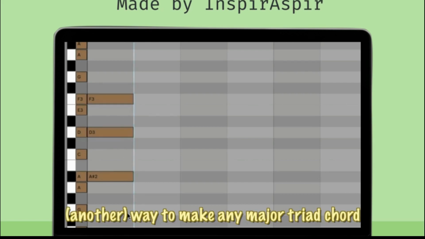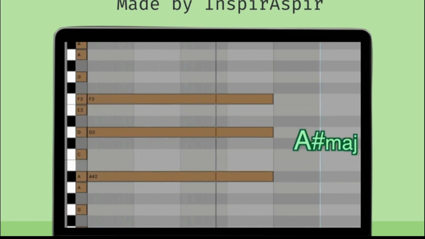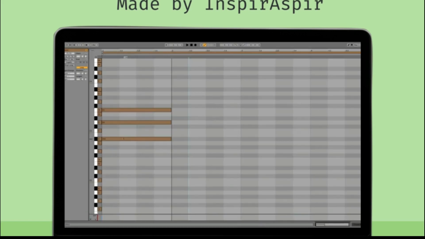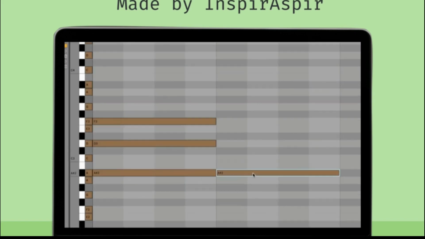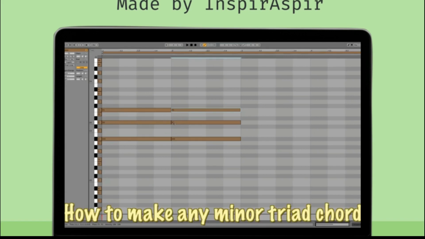For this reason, the major chord is referred to as having the pattern of 1, 3, 5, since our root is the first note, and from here we use the 3rd and 5th notes in the scale, respectively. We now have an A sharp major chord, and just like magic, it also follows the pattern we previously described, where the gap between the root and the second note is 4 semitones, and the gap between the root and the third is 7. And making minor triad chords is also very similar.